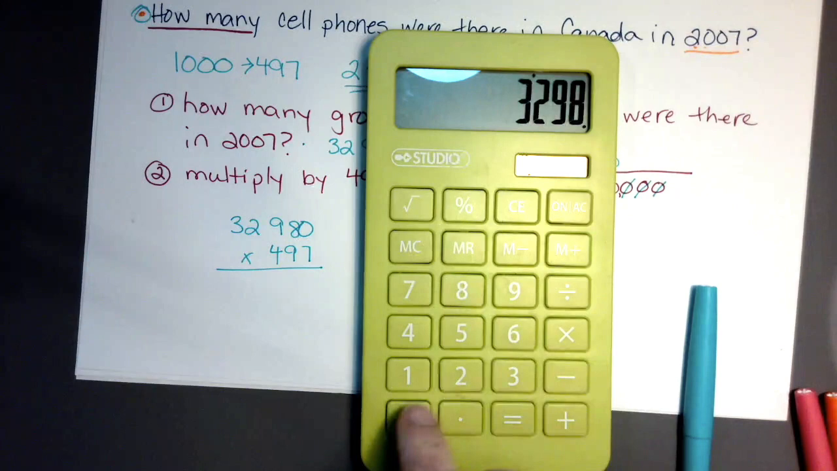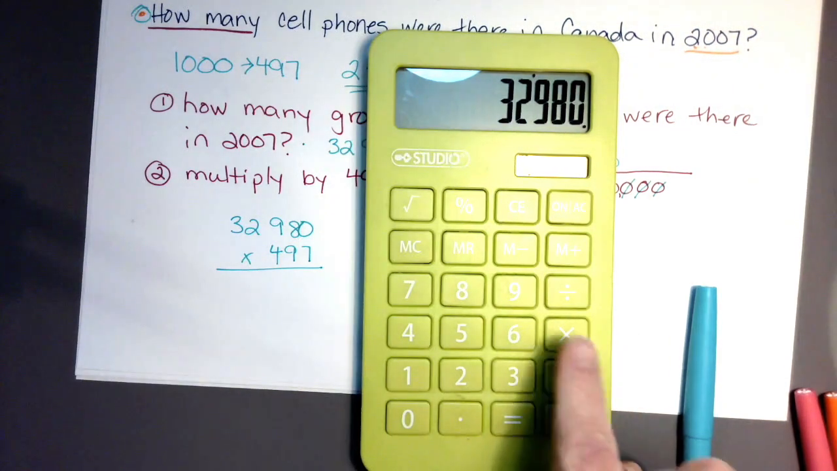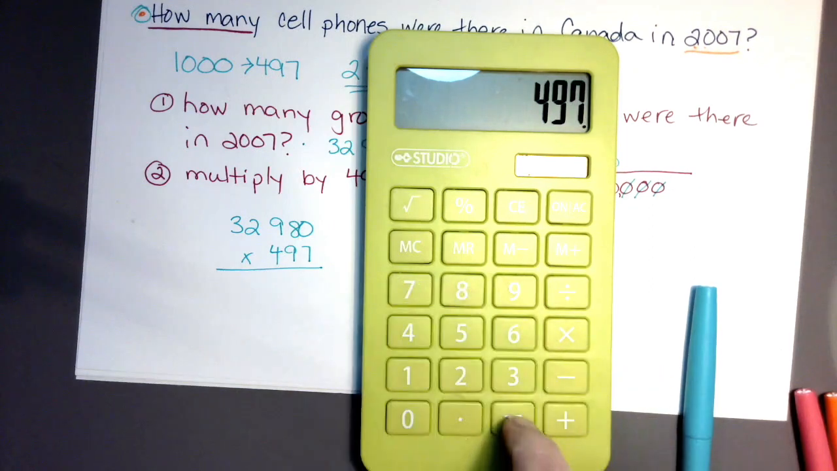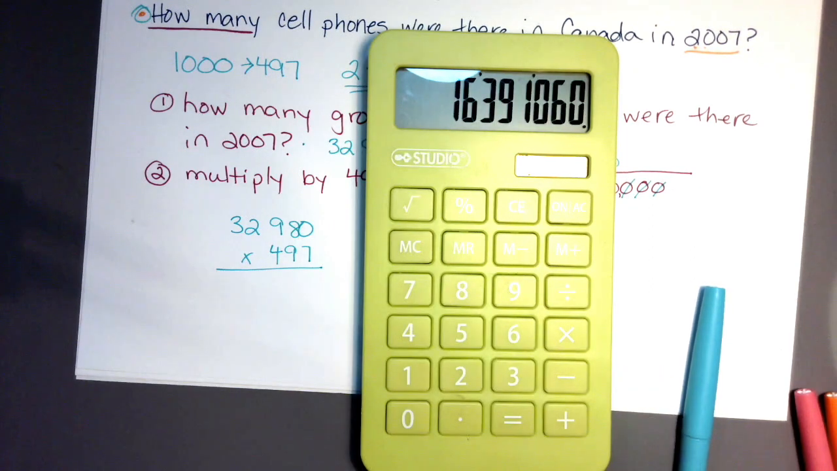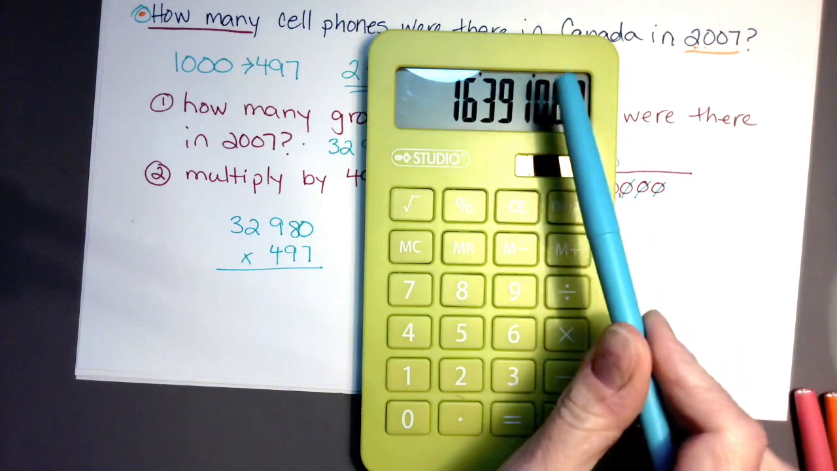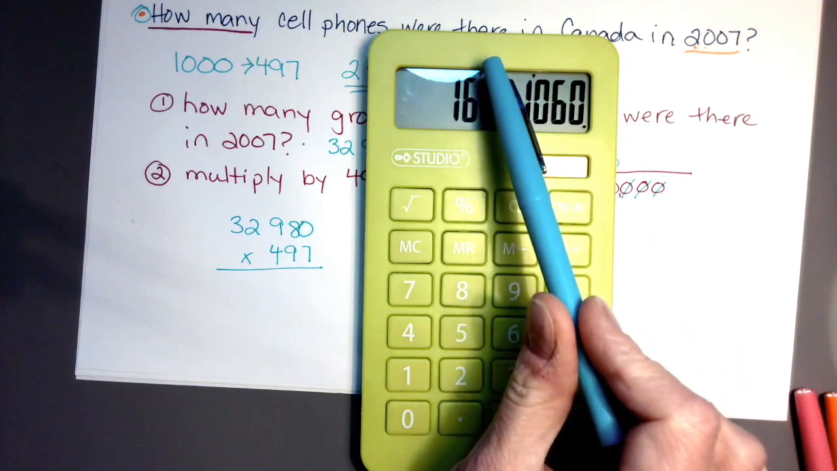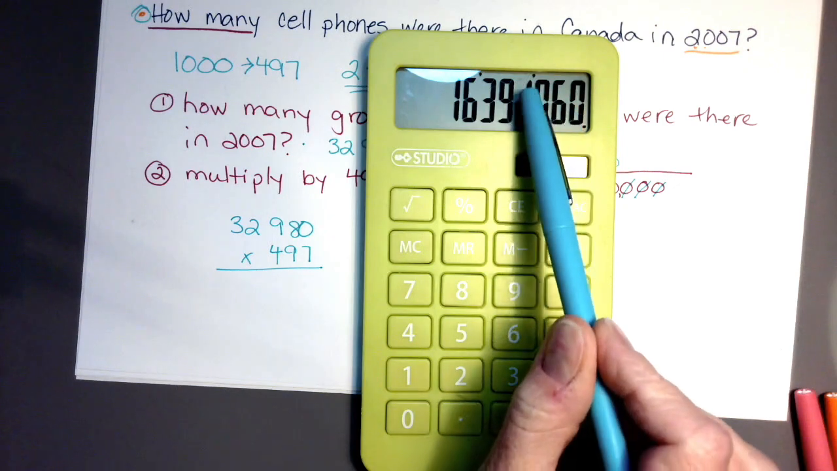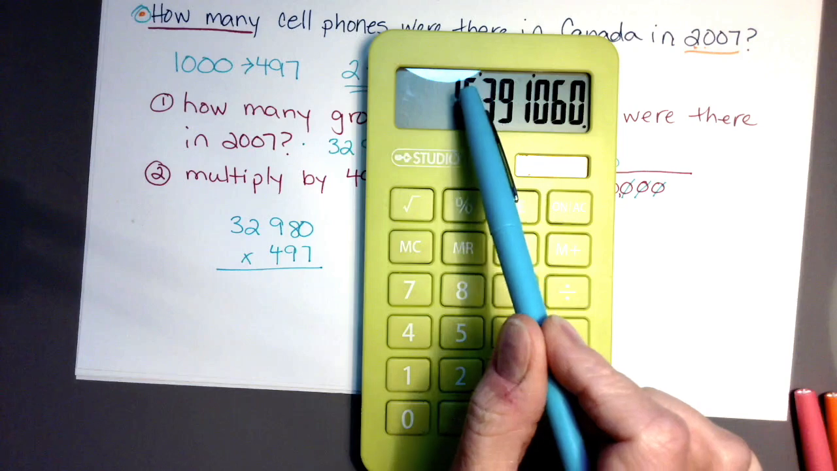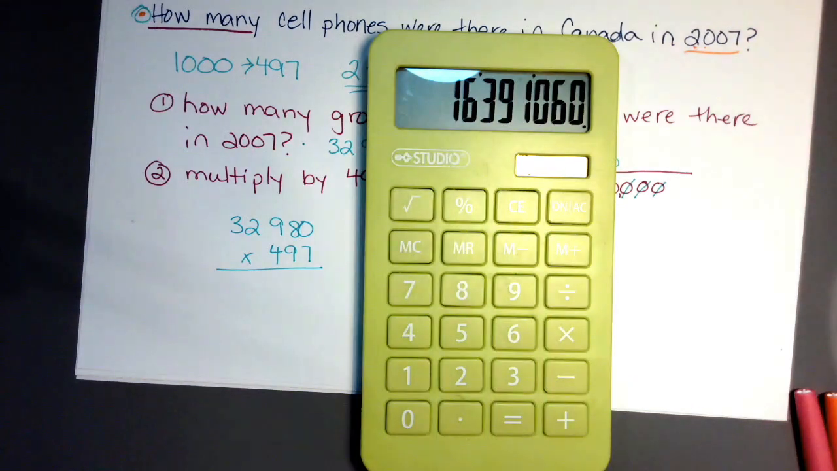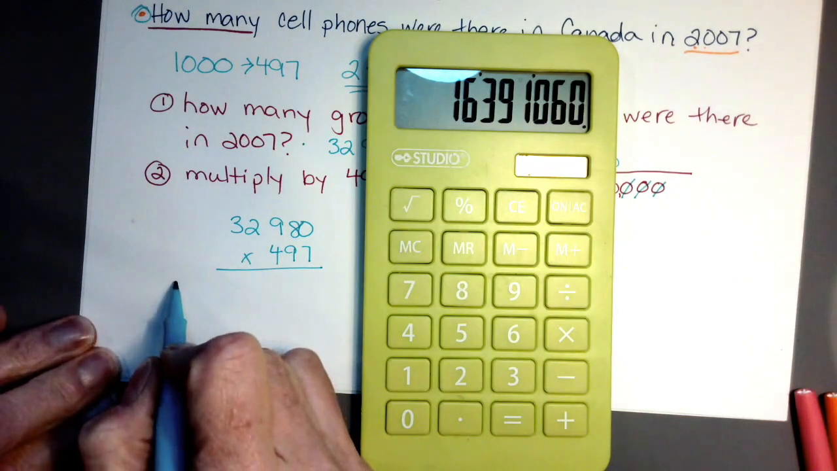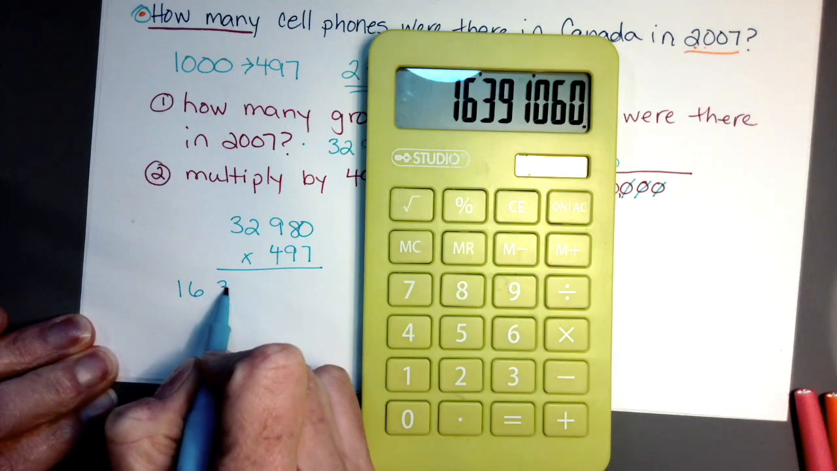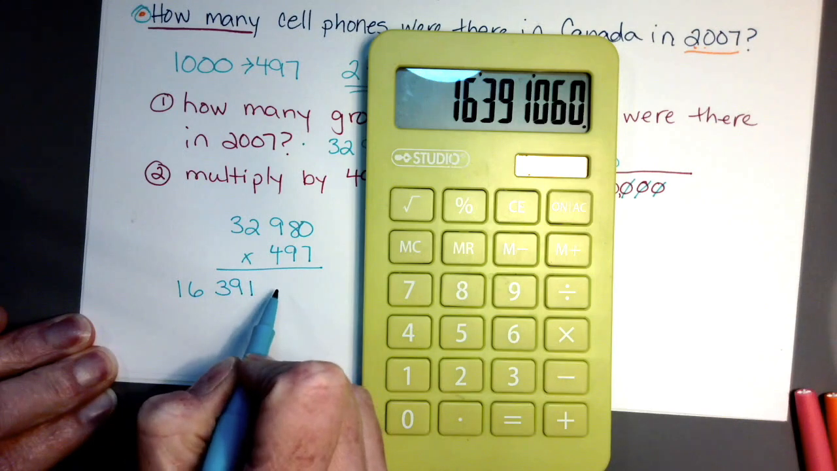32,980 times 497. Okay, and the answer we get on here, you see on my little calculator, there's a little tick at the top to show where the comma would be, if we were using commas. Okay, so my answer is 16,391,060.